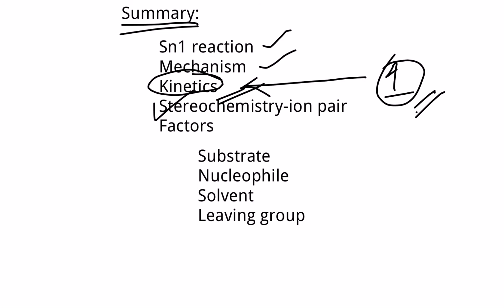We discussed the stereochemistry of the reaction, which was earlier only popularly known as racemization, but now we know that there is some extent of inversion of configuration which predominates due to the ion pair effect, which is something new. Then we also discussed factors affecting the SN1 reaction, primarily the substrate. A tertiary substrate is likely to undergo SN1 reactions as compared to a primary substrate. The nucleophile strength required for SN1 reactions is low as against SN2 reactions, which is one compare and contrast between the two.